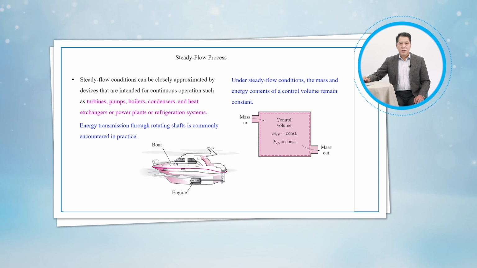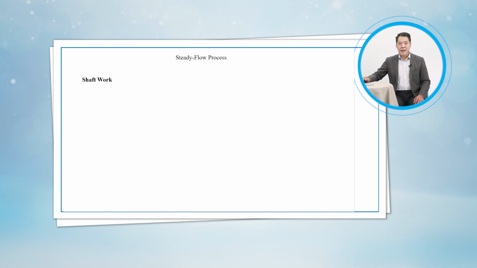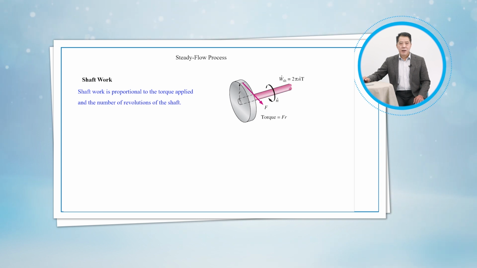Energy transmission with a rotating shaft is very common in engineering practice. The topic of this subtask is about the shaft work. Shaft work is proportional to the torque applied and the number of revolutions of the shaft. Often, the torque T applied to the shaft is constant, which means that the force F applied is also constant. For a specified constant torque, the work done during N revolutions is determined as follows.